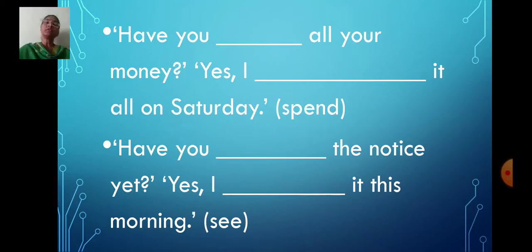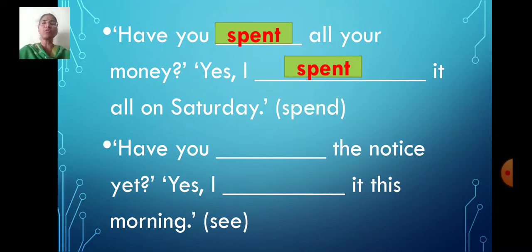Good. Now come on, tell me, have you spent all your money? Good. Have you spent all your money? Yes, I spent it all on Saturday. Very good. Because here both the forms are same. Very good. Now repeat after me. Have you spent all your money? Yes, I spent it all on Saturday.